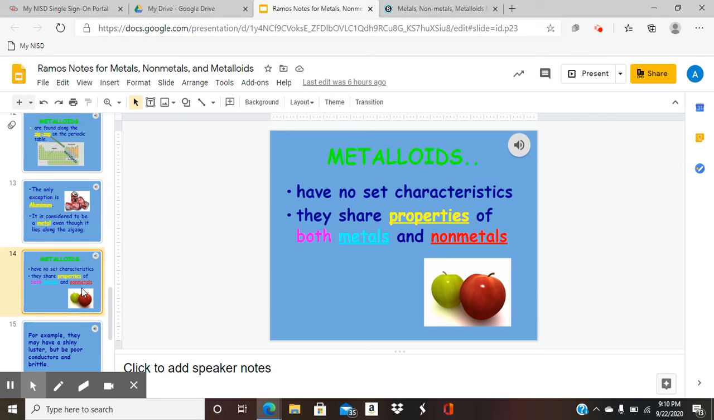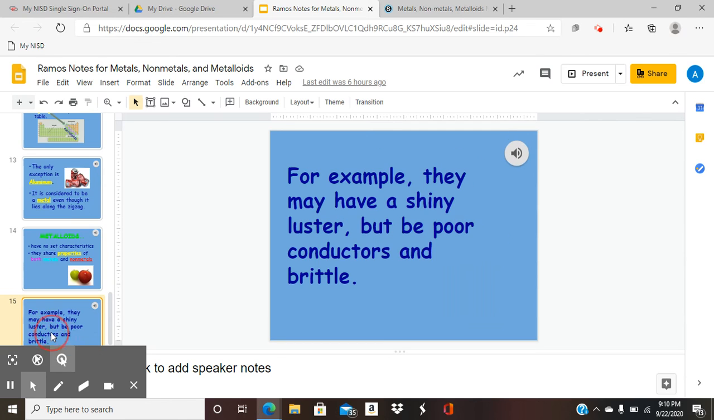About metalloids, and if this is the first time you've ever heard the word metalloids, they have no set characteristic. They share properties of both metals and nonmetals. So for example, they may have a shiny luster, but they could be poor conductors or brittle. So they share properties of both a metal and a nonmetal. They're in the middle.